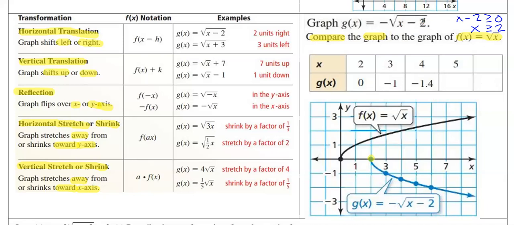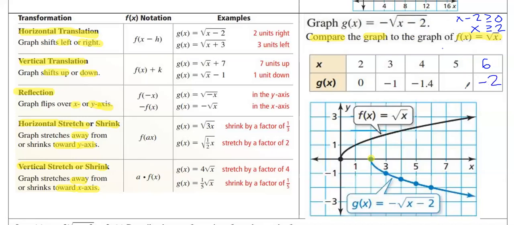And if you want to get another perfect square, like 4 is a perfect square, what would x have to be in order to get 4 inside the radicand? x would have to be 6. So in fact, we can do that here, because 6 minus 2 is 4. The square root of 4 is 2, negative. So that's negative 2.